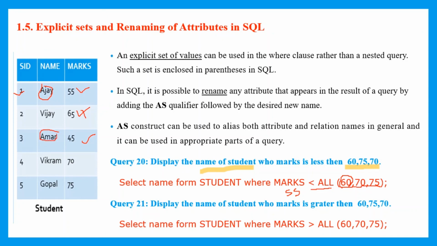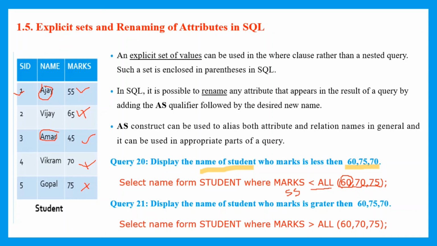Next is 70. 70 is less than 60? No, it is false. Next mark is 75. 75 is less than 60? No, it is false. So at the end of this query, I will get two student names, Ajay and Amar, who scored less than 60 marks.